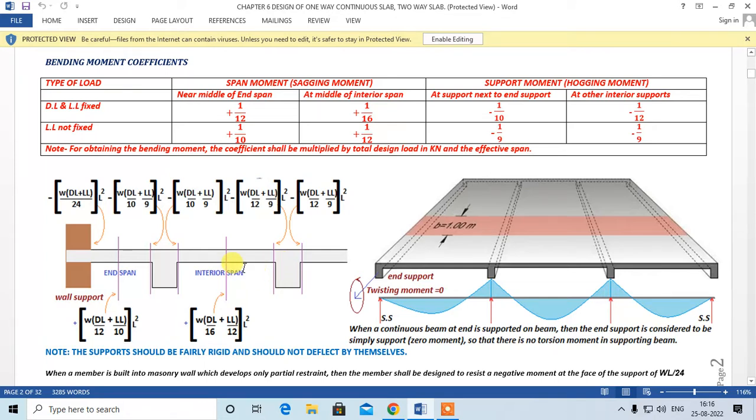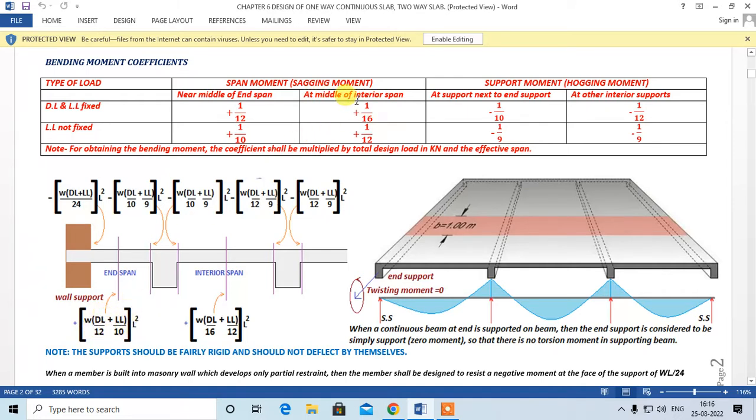Now let us see how we apply these coefficients. Let us start near the middle of the end span. This is dead load divided by 12 plus live load divided by 10, into L square.